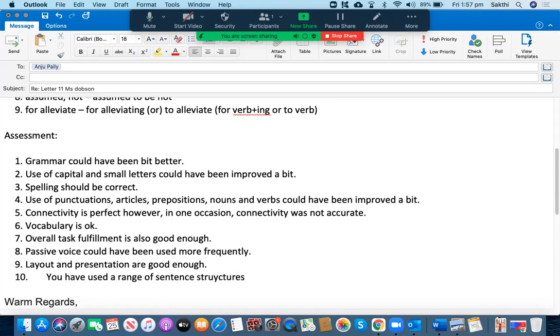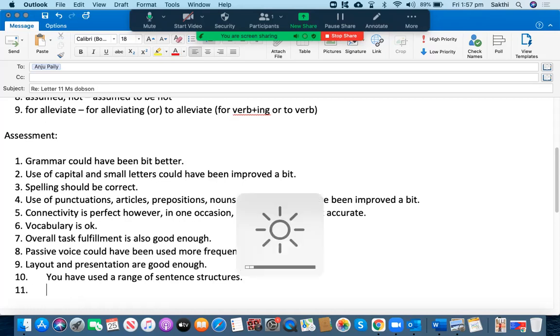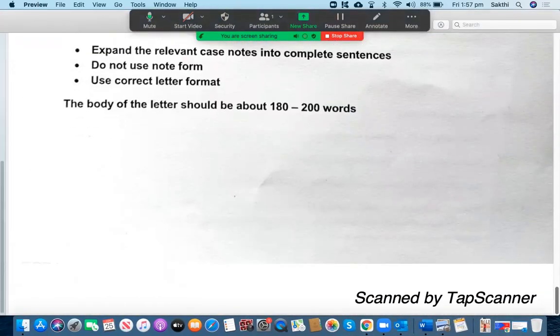Okay, so that's a good thing. I'm very happy with that, but you have to be a bit careful about the grammatical accuracy and the spelling mistakes. All right, let me go through the case notes and see if you have included all the relevant case notes or not.